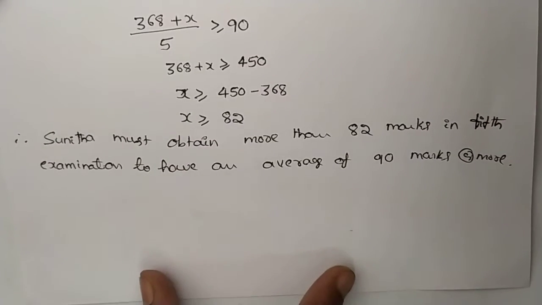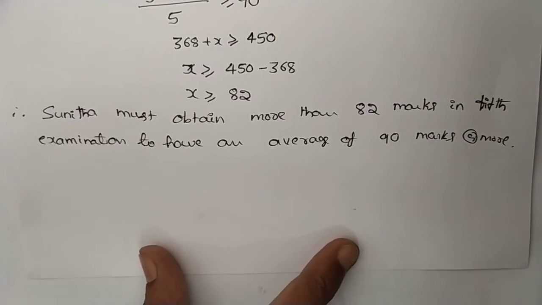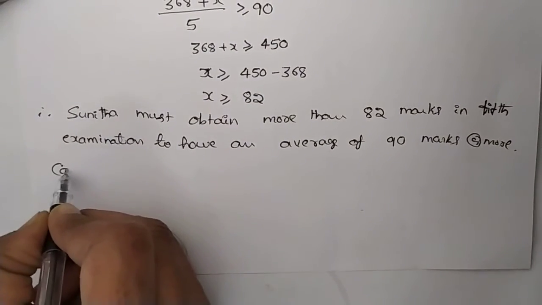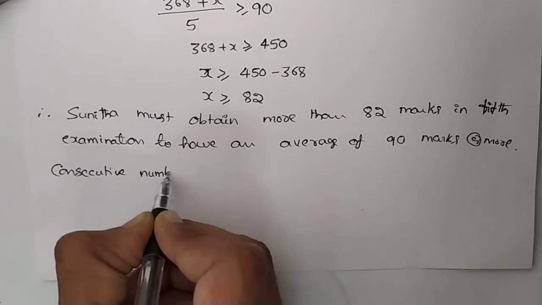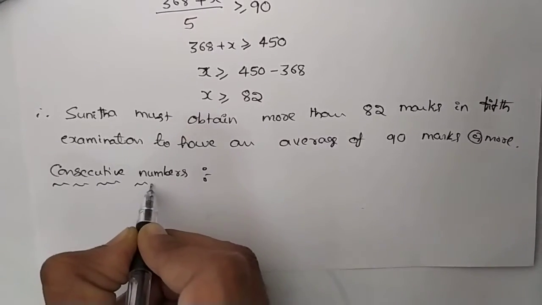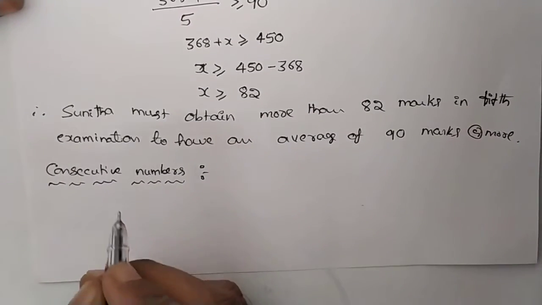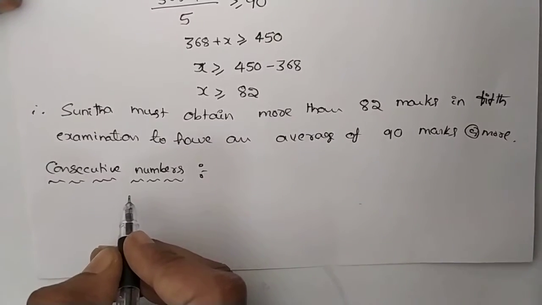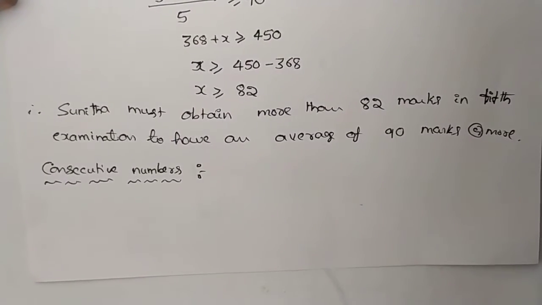Before that, you have to know about what is meant by consecutive numbers. Some of you may know, some others may not know. So what is meant by consecutive numbers? Consecutive numbers are the continuous numbers.